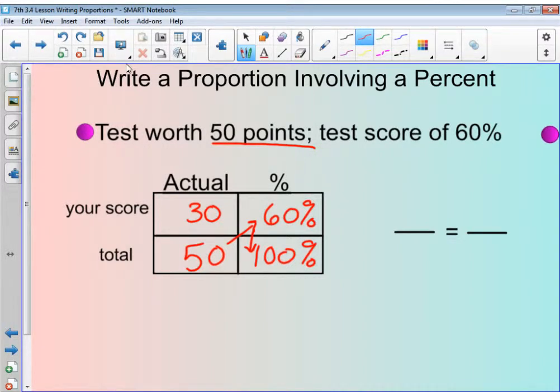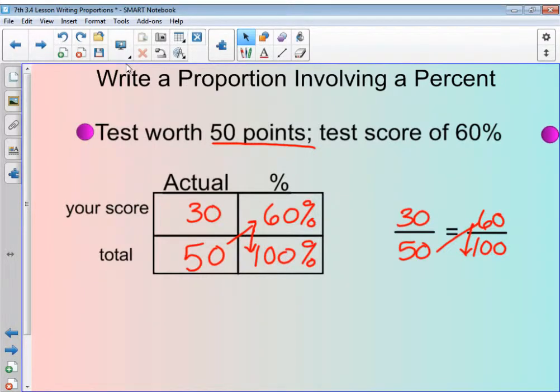So when I went through to do this, I had it set up as 60 over 100. And then here I knew the total of 50 points. Cross multiply is 3,000 divided by 100 would give me 30. So I got 30 out of 50.